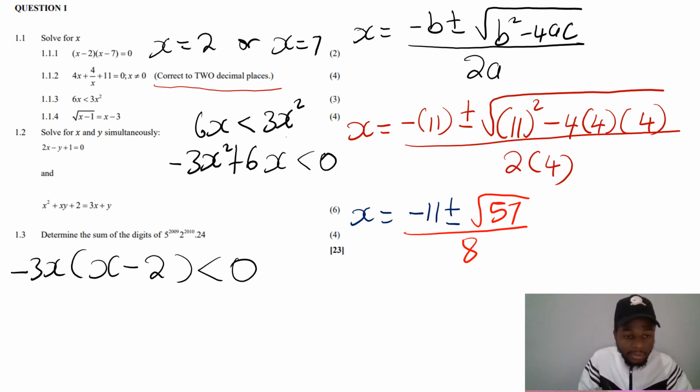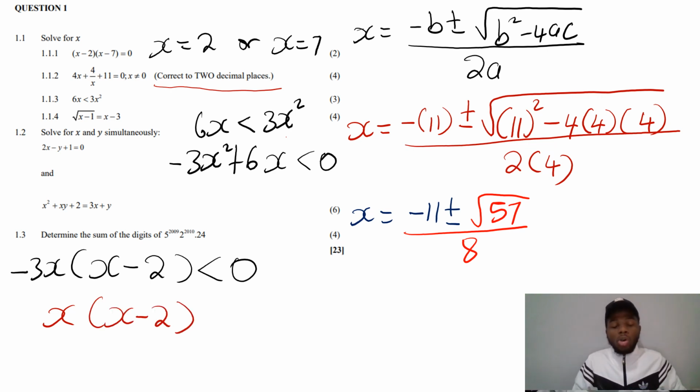So we divided by negative 3, and then we'll be left with x multiplied by x minus 2. Because we are dividing by a negative, the inequality sign will change direction and become, instead of less than, greater than 0.